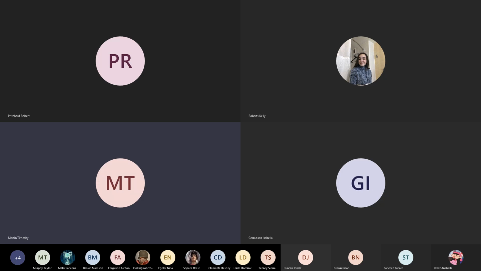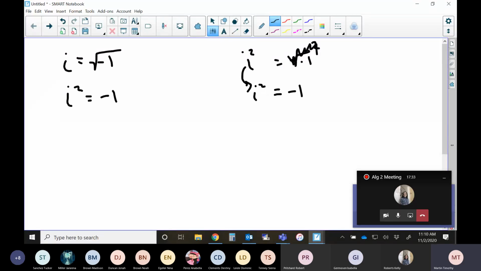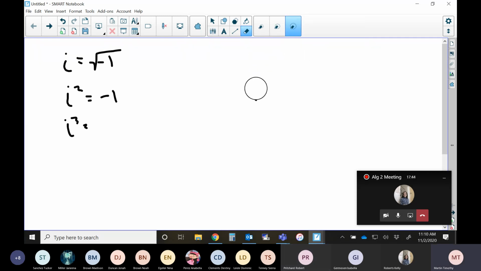So the square and the square root cancel out, and then we end up with -1. This is stuff that we've already talked about. What is i to the third then? Square root of -1. All right, well, let's talk about this because none of those are correct yet.